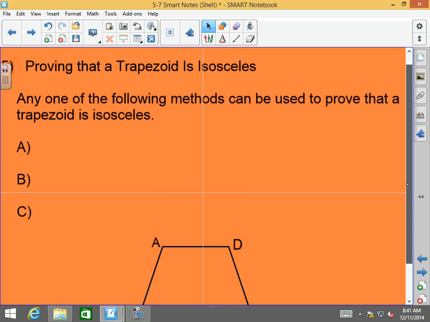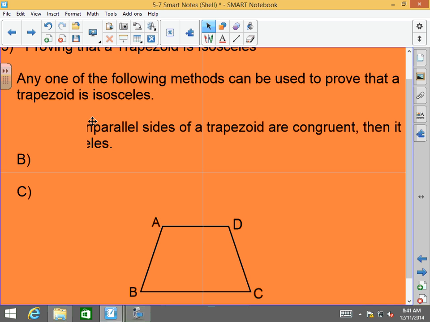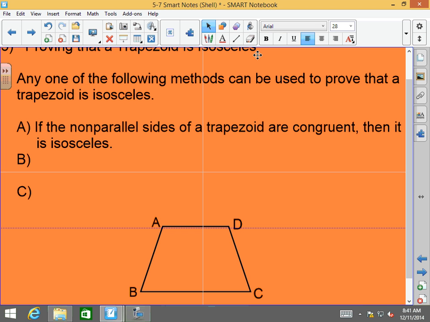Proving that a trapezoid is isosceles. By definition, a trapezoid is a quadrilateral where you have exactly one pair of opposite sides that are parallel. It is an isosceles trapezoid if the non-parallel sides of the trapezoid are congruent. So that means, in other words, if the legs are congruent. So if it's a trapezoid, you have one pair of opposite sides that are parallel. If it's an isosceles trapezoid, you have one pair of opposite sides that are parallel, and the legs, the non-parallel sides, are congruent, as I just marked on the figure.